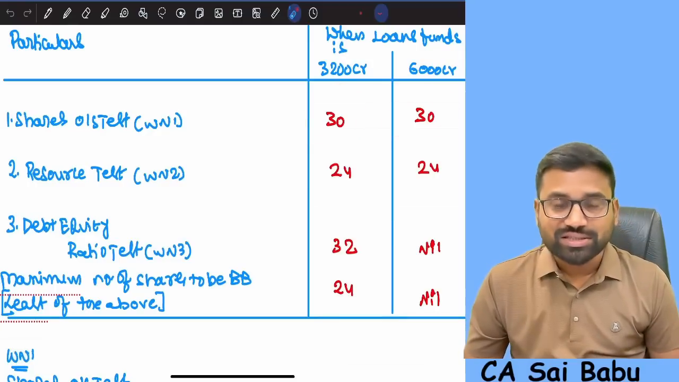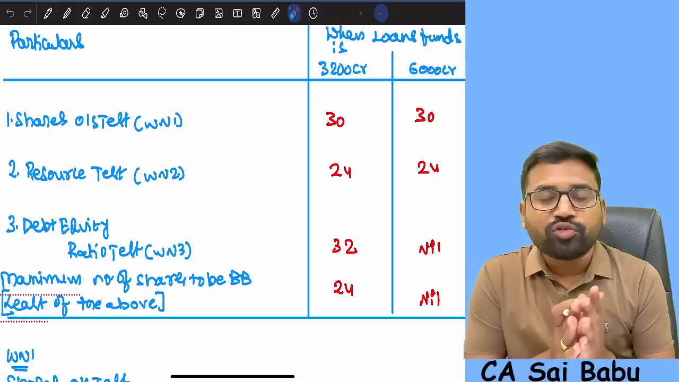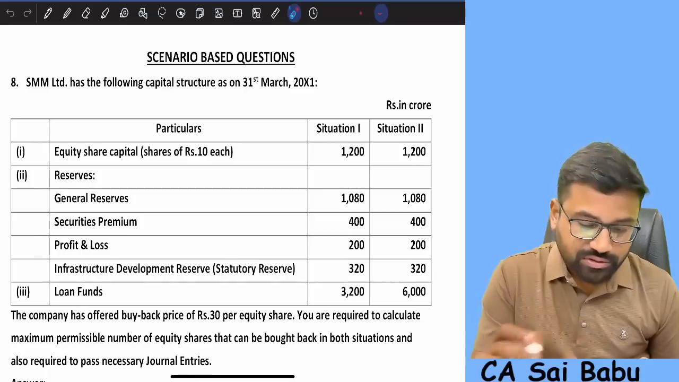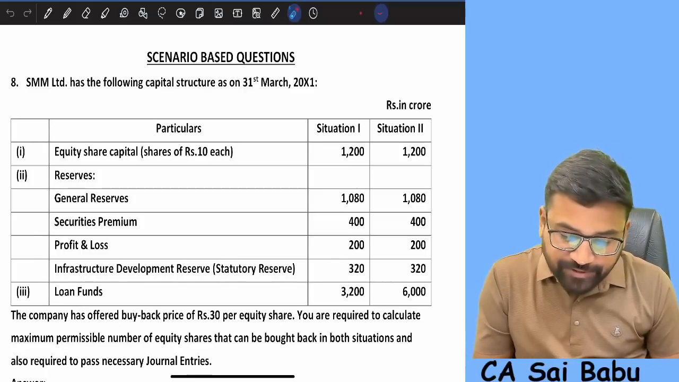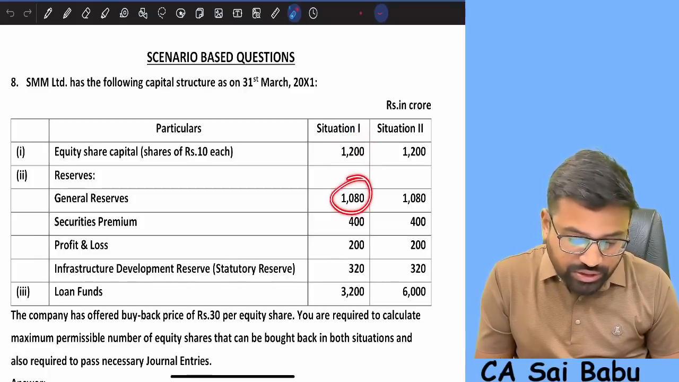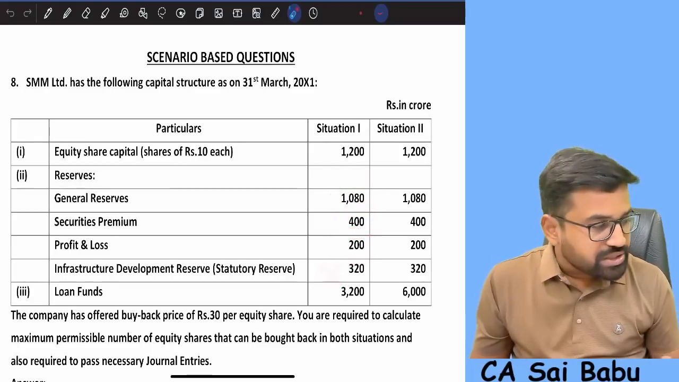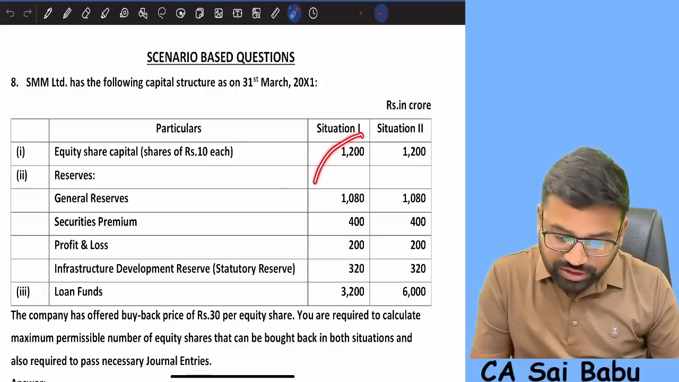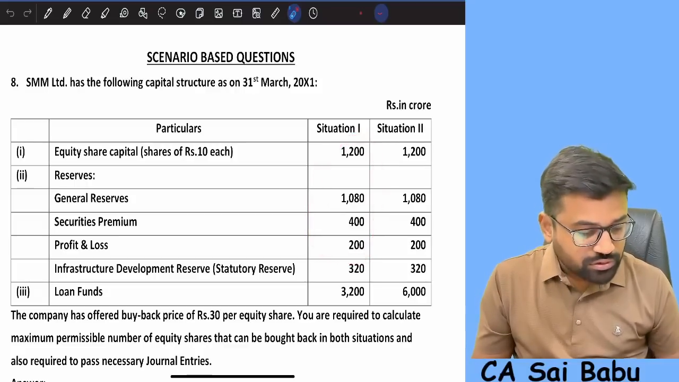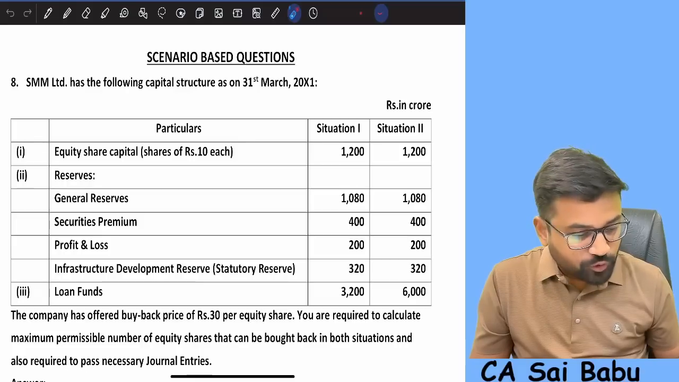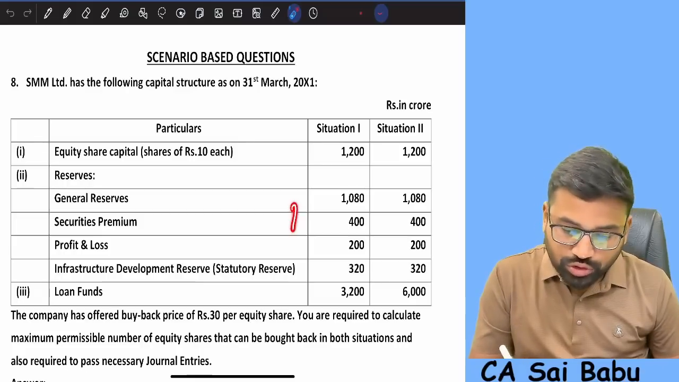Test 2, resource test, which says the maximum amount we can use for buyback is 25% of the total paid up share capital plus free reserves. What is the total paid up capital plus free reserves? 1,200 plus free reserves. General reserve including securities premium we need to consider. Infrastructure development reserve is not a free reserve. So therefore I think this one is the free reserves portion. So 1,200 plus 1,080 plus 400 plus 200. So 2,880 into 25%.